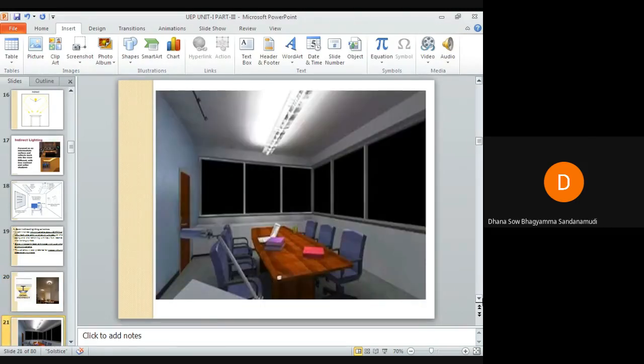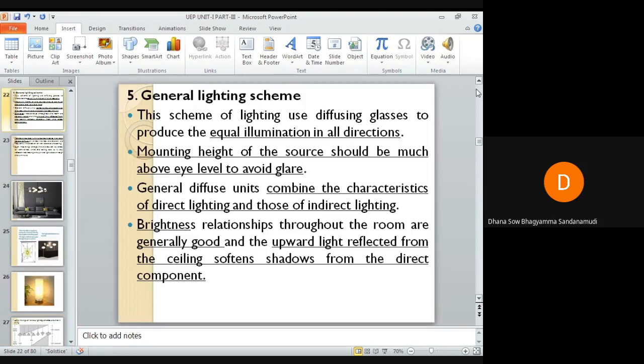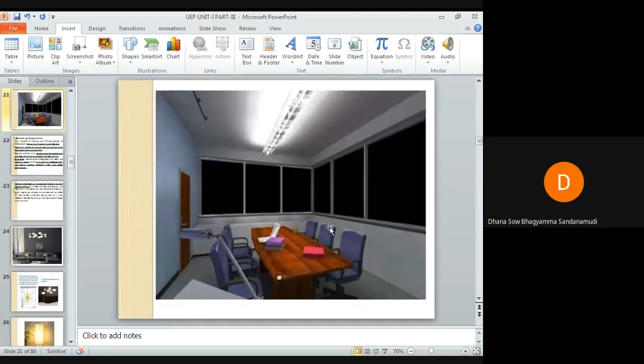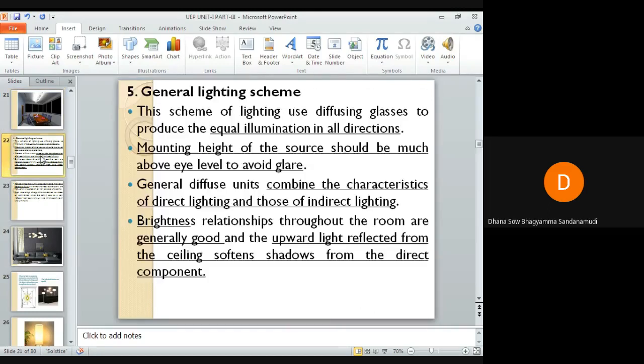So this is an office. In this you see almost 60 to 90% of the lighting is facing the ceiling, and the remaining 40 to 10% is falling on the work plane. And you can see there are no shadows. Light is uniformly distributed throughout the room. So this is about semi-indirect.